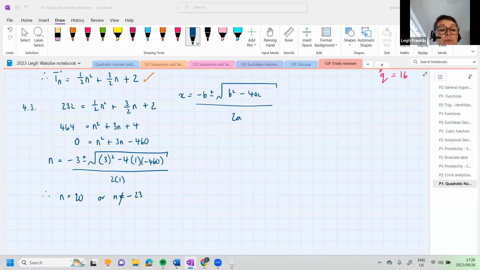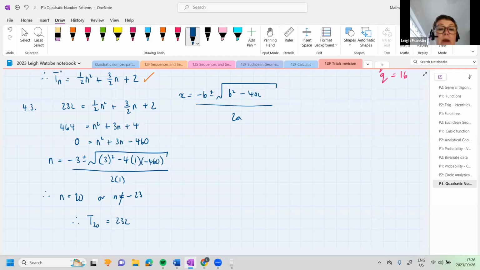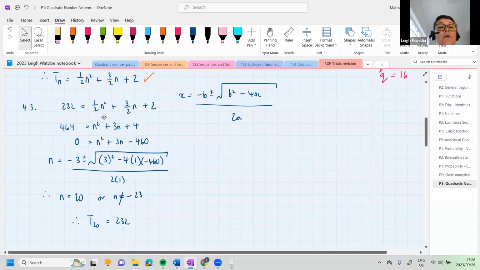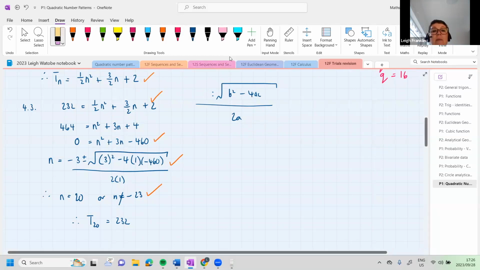Okay, so you can't have term number negative 23. So it is in fact term 20 that is equal to 232 in this case. Let's just go back and see how many marks it was for. 4 marks. So a mark for equating the matrix, always a mark on factors or using the quadratic formula, and probably a mark for standard form as well in this case. Okay, everybody happy with that?